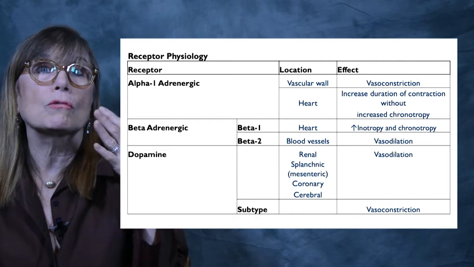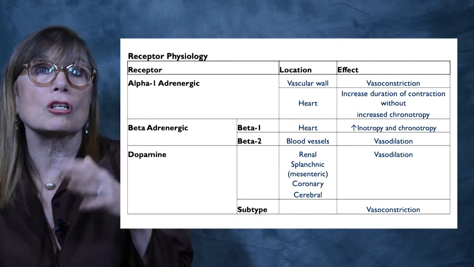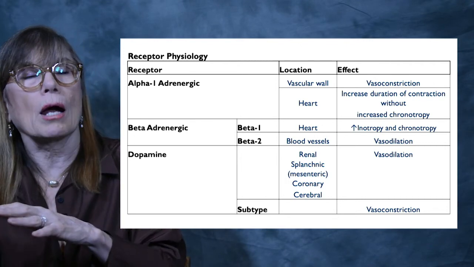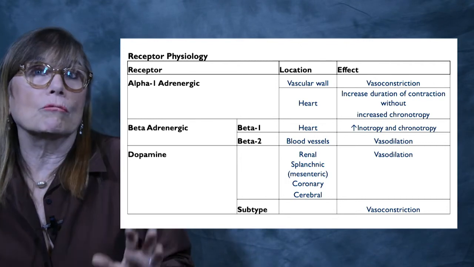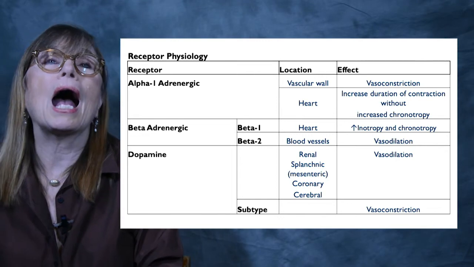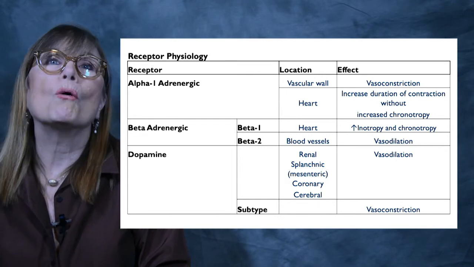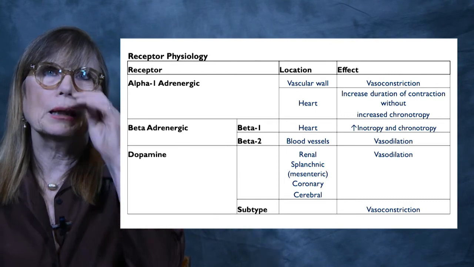Now, the beta 1 receptors in the sinus node AV junction are highly responsive to epinephrine and secondly to norepinephrine. And the beta 1 receptors in the myocardium are highly responsive to norepinephrine and secondarily to epinephrine.